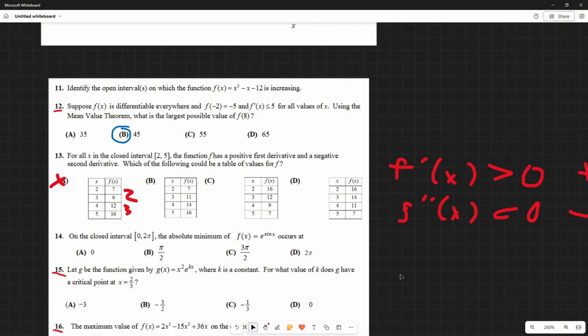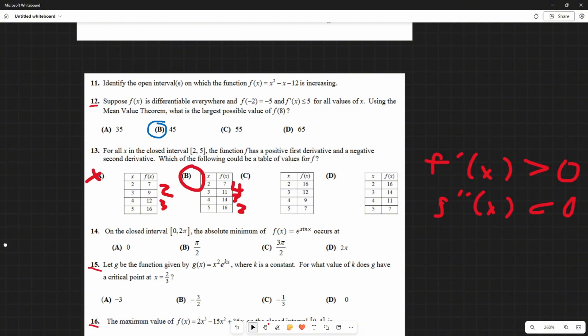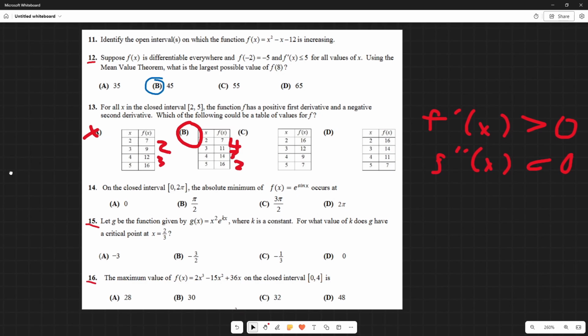So, now let's look at B. Alright, so we start with 7, and go to 11, right? So there's plus 4. We do 11 to 14, go to 3, and then 2. So B would probably be our correct answer. So to the other ones. Right off the bat, we're going down. And so that means our first derivative would not be positive. So it can't be C. And same thing for D. Alright, so that means B is our only correct answer.